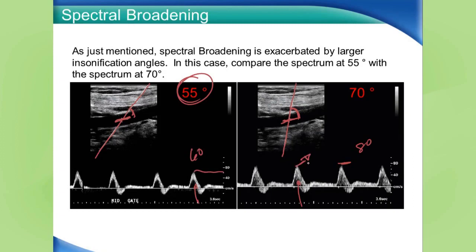So let's look at the error. 80 minus 60 is 20, over 60 is a 33% overread in the velocity, just going to 70 degrees. So we can see now there are two good reasons why we don't want to be at larger angles. The first is that any angular error at those angles, because of the nonlinear aspect of the cosine, causes huge errors in the velocity measurement, hence pressure gradient. And then, because spectral broadening gets worse as the angle gets bigger.